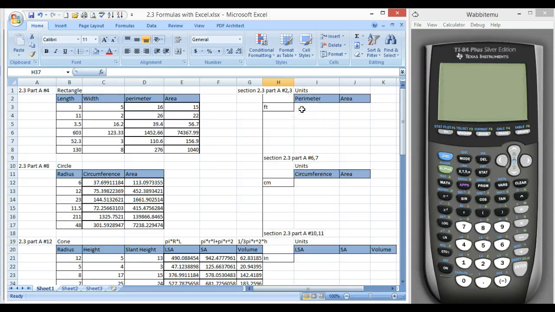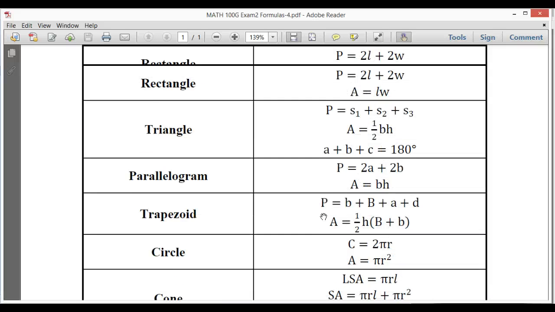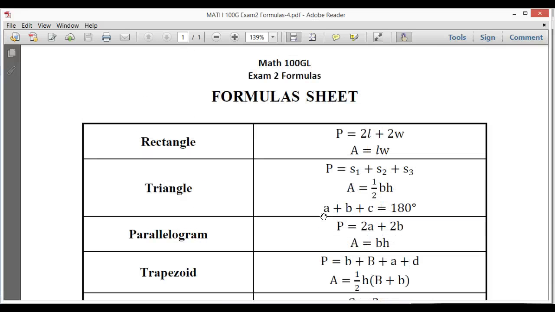The first thing we want to do is I've given us feet for the units for our first example using a rectangle. Now I would like to go back and look at the formula. To find this, you'll go to the iLearn, then hit the folder course, and then go to resources, and it's the second to the last one in there.